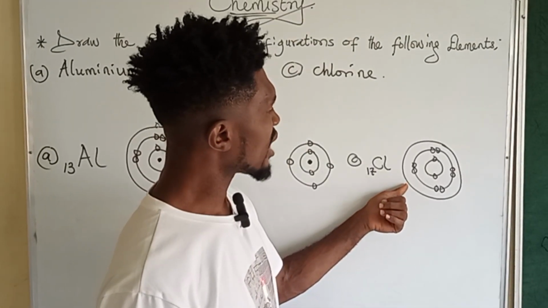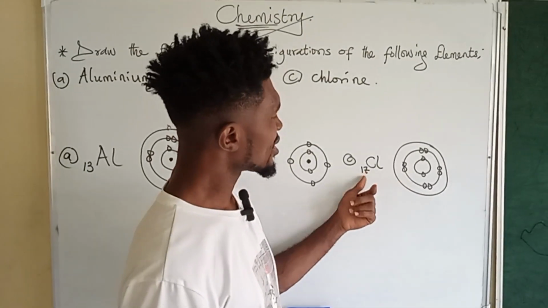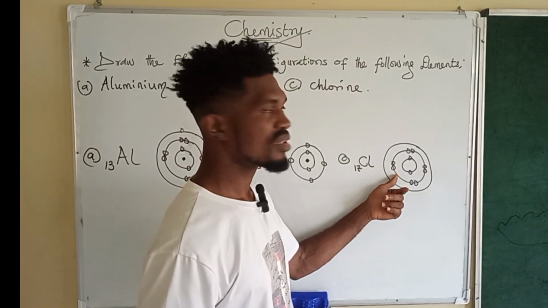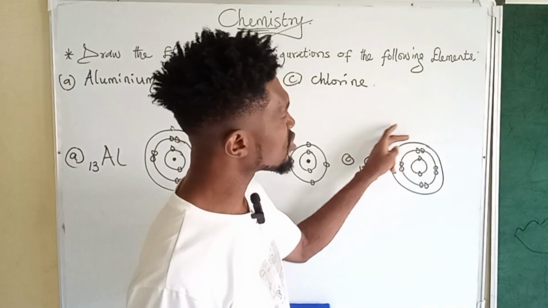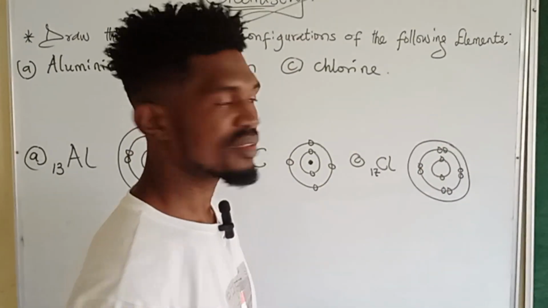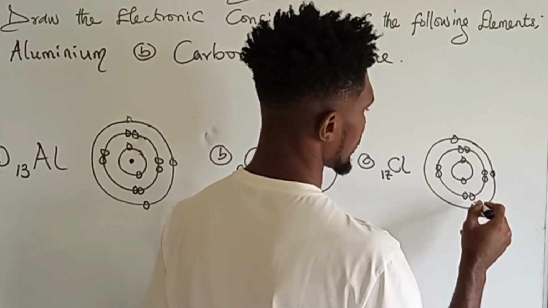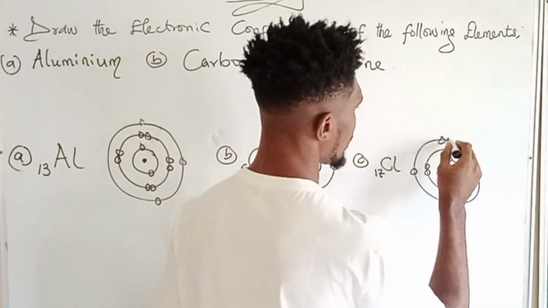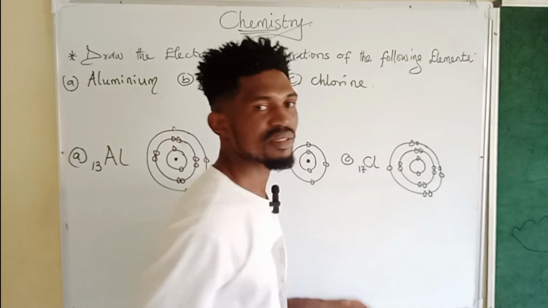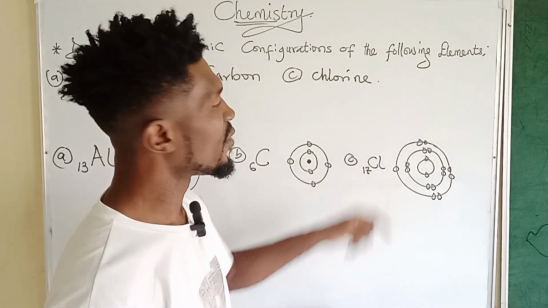And the maximum you can accommodate is 8, but then we have 10 already, and I'm going to 17. You should know that what is left is 7. 17 minus 10 is 7. So what is left for us to draw is 7, and this shell can still accommodate 7. So we have 1, 2, 3, 4, 5, 6, 7. Alright? So this is the electronic configuration of chlorine.